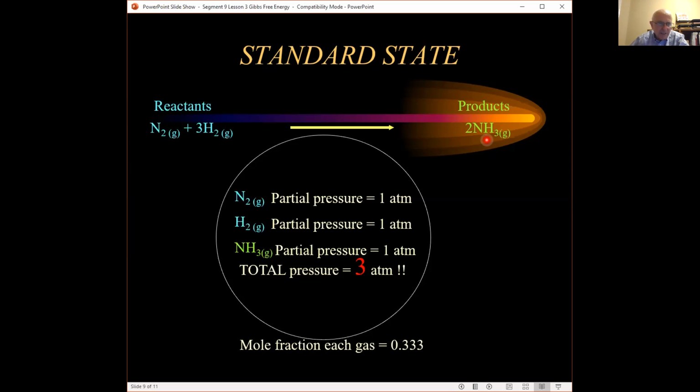The standard state is 1 atmosphere partial pressure of each one, and the standard state is this fixed set of concentrations. That's critical. Be sure to understand that the standard state for a reaction is not 1 atmosphere total pressure in the lab. It's 1 atmosphere partial pressure of everything that's gaseous in the reaction.